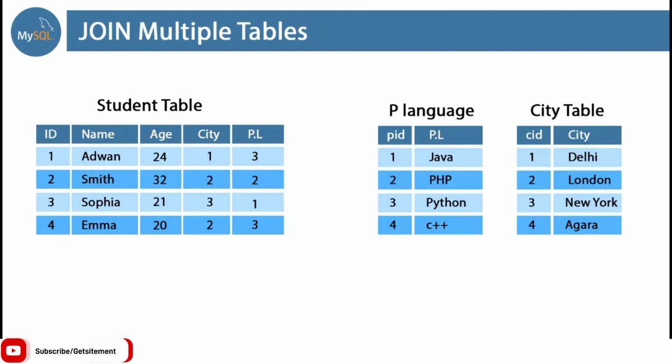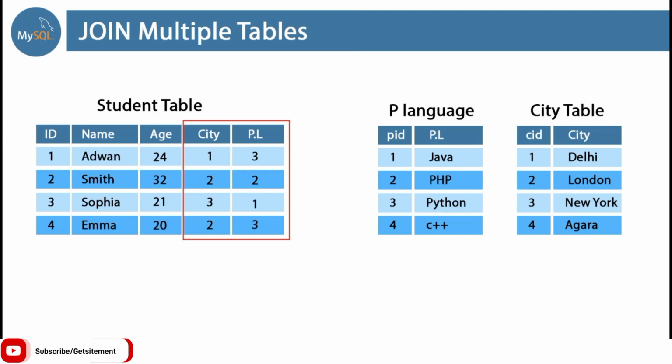Here you can see 3 tables: student table, programming language table and city table. And as you can see, we have 5 columns in our student table. And you can see we save some numeric values in the city column and PL column. PL means programming language. These numeric values are primary keys from the language table and city table. PID is our primary key column. Similarly, CID is our primary key column from the city table. We set this primary key because they are unique IDs.